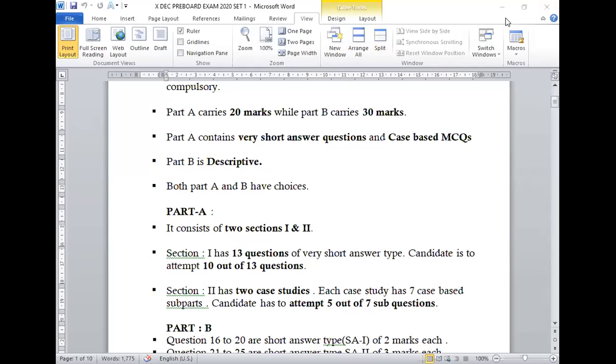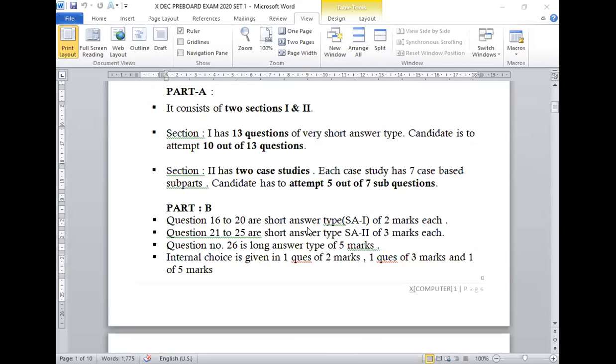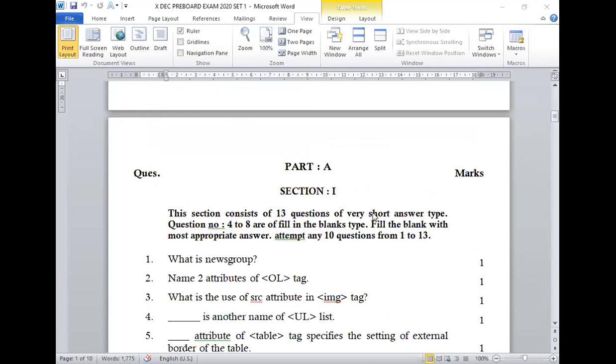The very first instruction which I would like to give is that many of you didn't read the instructions that were given on the first page of the paper. Many of you didn't bother to read how we were to attempt the paper. As per the CBSE instruction, you were given 13 short questions. Out of 13, you were to answer any 10. But many of you attempted all 13. That was totally wrong.